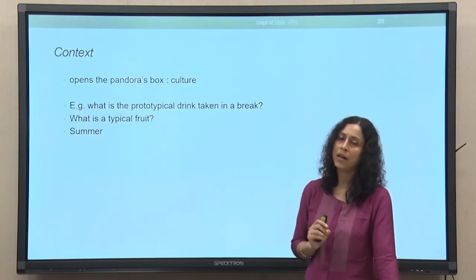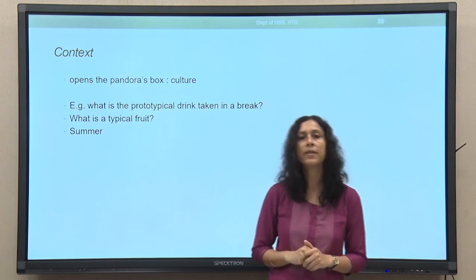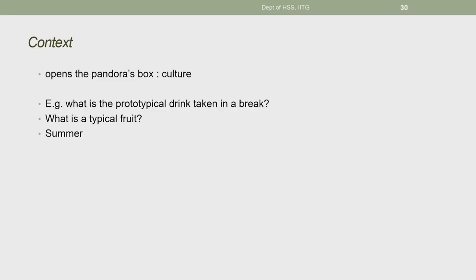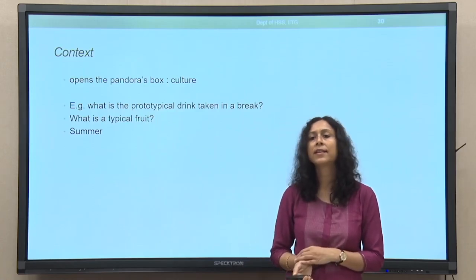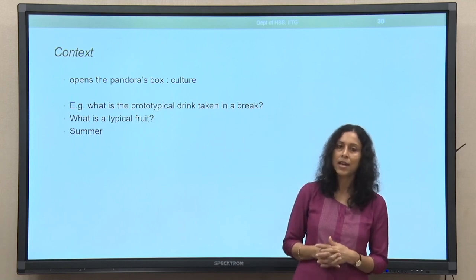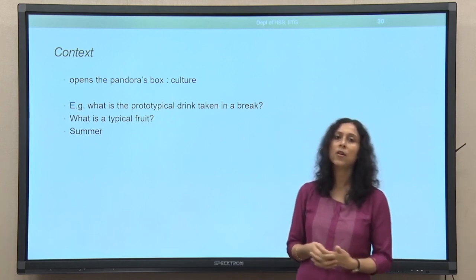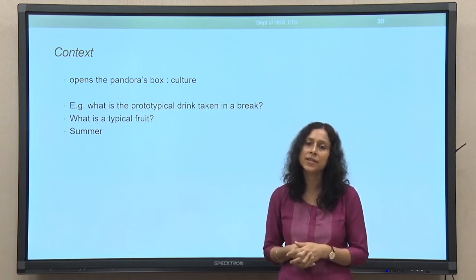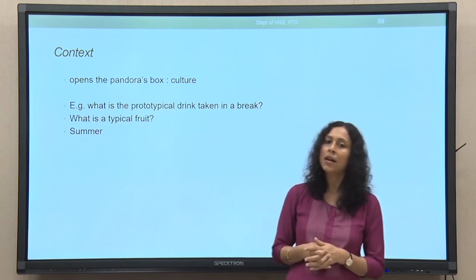Now, context is a very complex notion to tackle in terms of category formation. Because context automatically brings in the cultural context where the categories are to be used, and that really literally opens the Pandora's box. So, for example, what is the prototypical drink taken in a break? Very simple, very harmless question, but it will not elicit the same answer in different cultures. In India, for example, if you ask anybody what kind of drink do you take when you take a break, more often than not it is tea, chai break. In fact, there is a word called chai break or tea break in India. So, this is the typical drink that you take, but if you go to US, more often than not it could be coffee, or in certain other European countries it could be black coffee, very typical drink to take in a break.